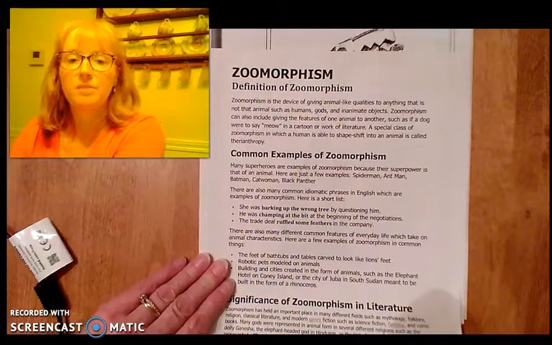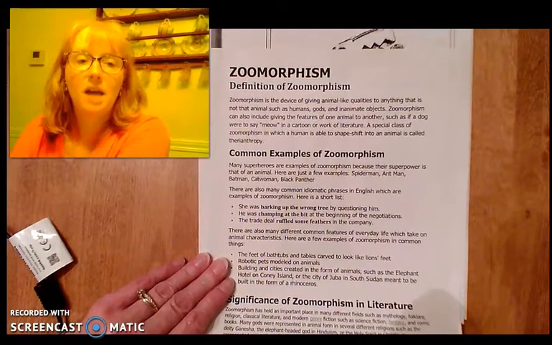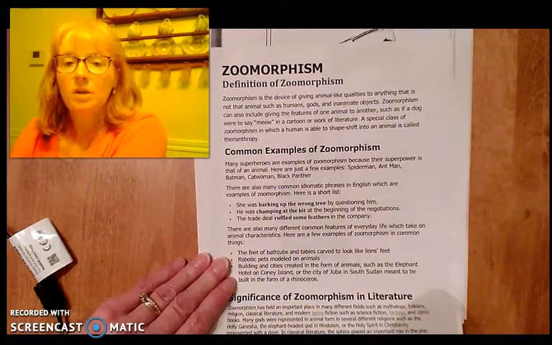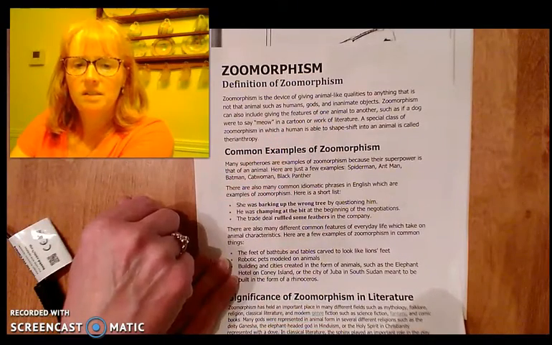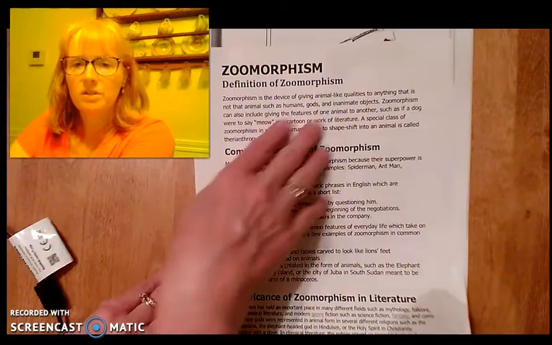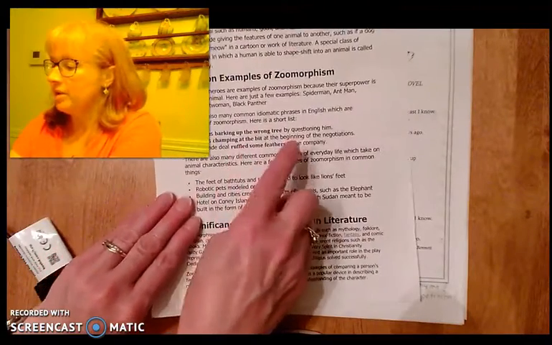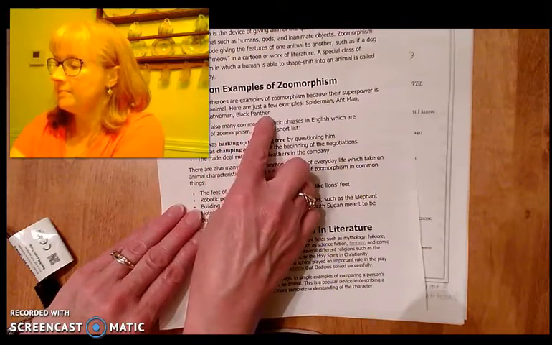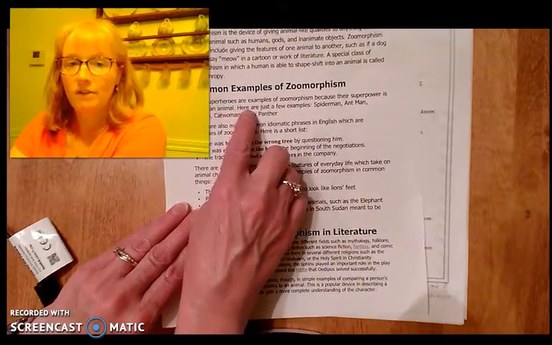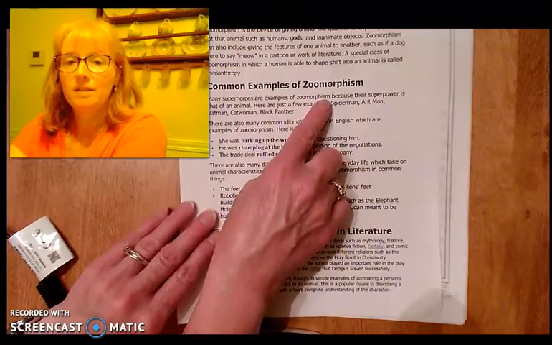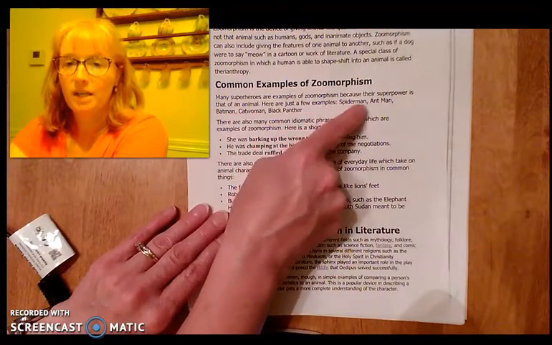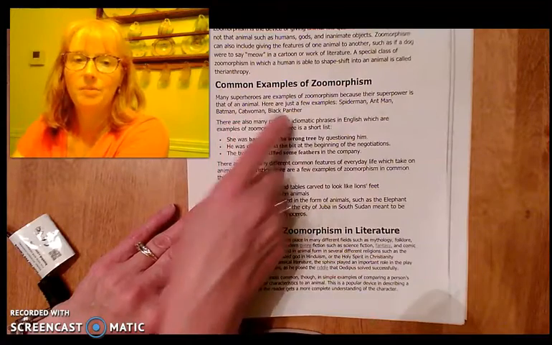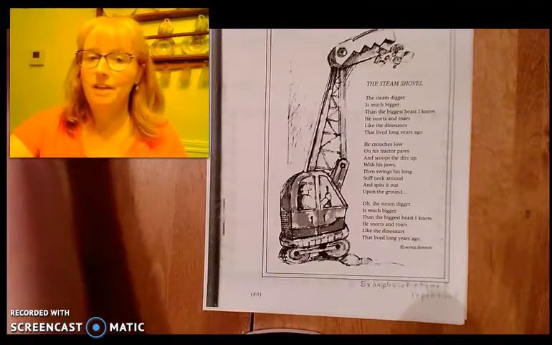Zoomorphism. So zoomorphism is giving animal-like qualities to anything that is not an animal, such as a human, or gods, like in the case of some of the Greek gods and Egyptian gods, they have animal characteristics, and inanimate objects, like in this poem. Another example I thought was interesting was superheroes are often examples of zoomorphism because their superpower is that of an animal, like Spider-Man, Ant-Man, Batman, Catwoman, and Black Panther. So, fun fact for you.